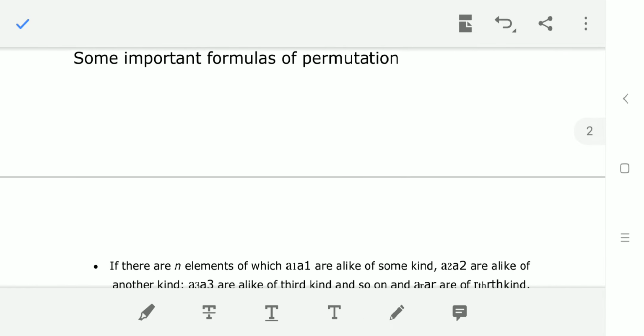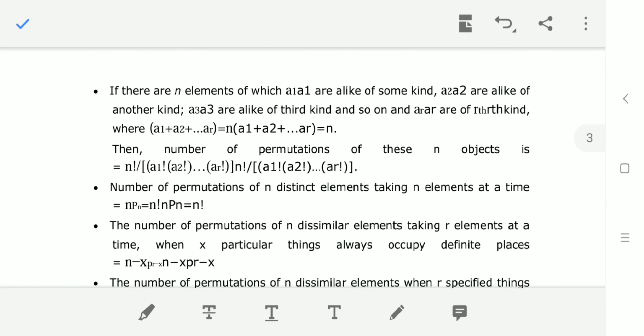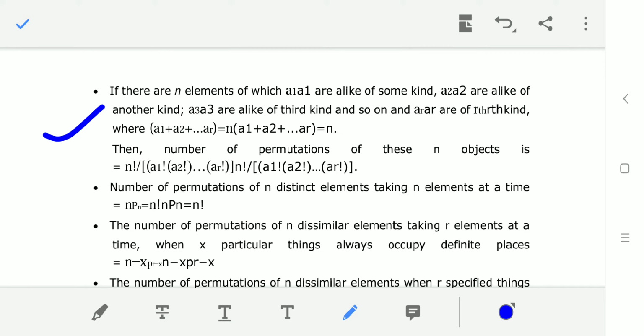Some important formulas of permutation. If there are n elements of which a1 are alike of some kind, a2 are alike of another kind, a3 of another, and so on, then the number of permutations of these n objects is given in this way. Next is the number of permutations of n distinct elements taking n elements at a time, nPn.